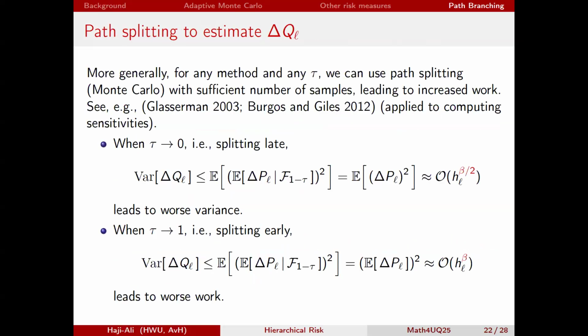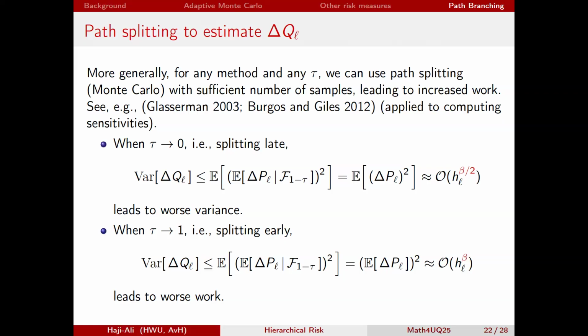So this leads me to path splitting, which is done by Glasserman and Mike Giles and Bernd Borges, where rather than just splitting at the end point, you can split at any point between 0 and 1 and use Monte Carlo approximation to approximate the conditional expectation. So we have two extremes. When tau goes to 0, it means I'm splitting at the very end. So now tau is 0, so it's F1. So that's measurable. So I get the expected value of delta PL squared. So that's order HL to the beta over 2 approximately. So the variance is worse, but the work is free.